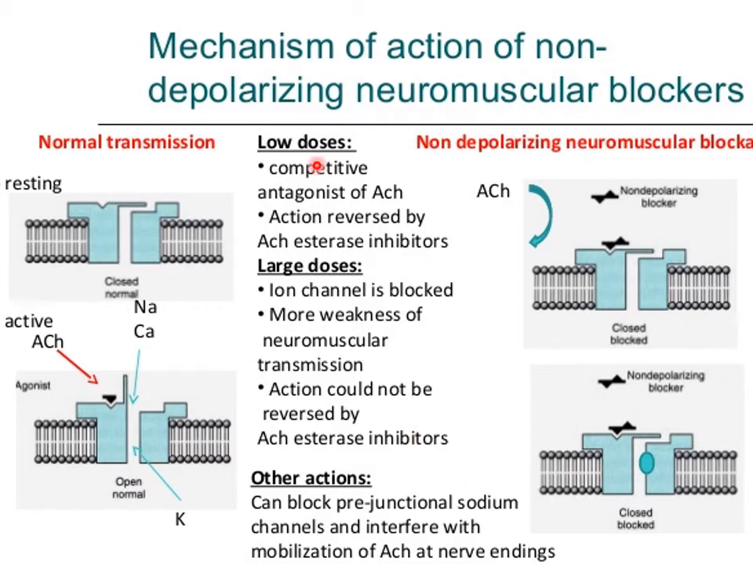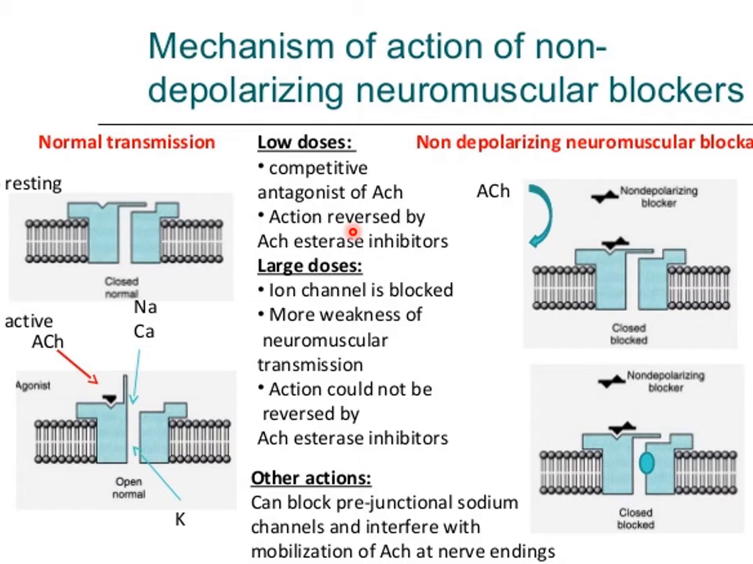Now there is some elaboration in low doses and large doses. In low doses, they are competitive antagonists of acetylcholine, and at this stage, this action can be reversed by acetylcholinesterase inhibitors, because acetylcholinesterase is the enzyme that metabolizes acetylcholine.